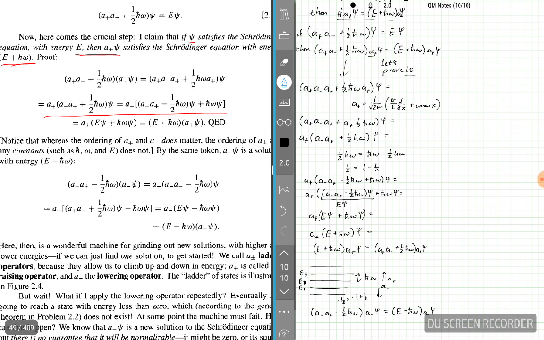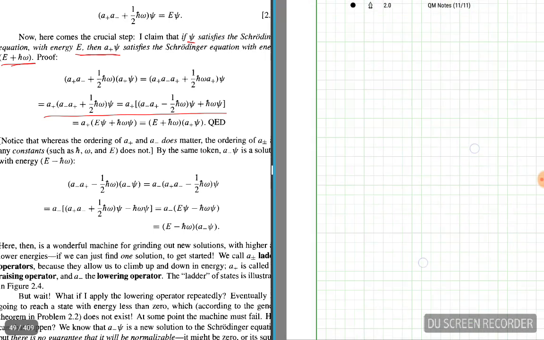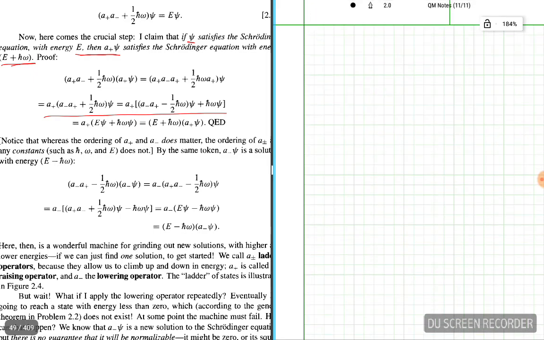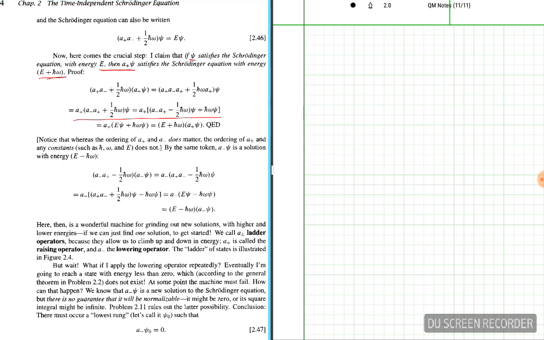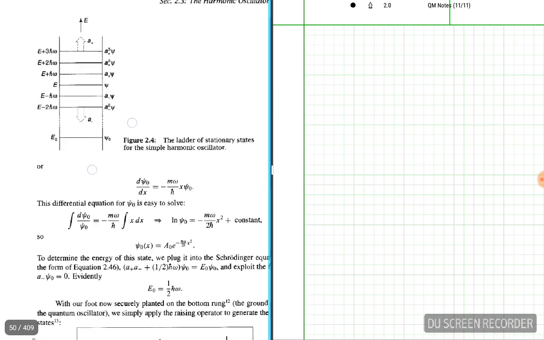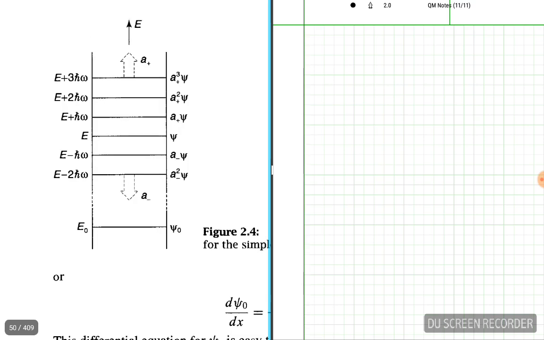So hopefully this is a pretty good argument for how useful this technique is, right? This technique is very helpful because now we have found out what the spacing between each rung on the ladder is. And here's a nice picture of that. So this is what our energy looks like.